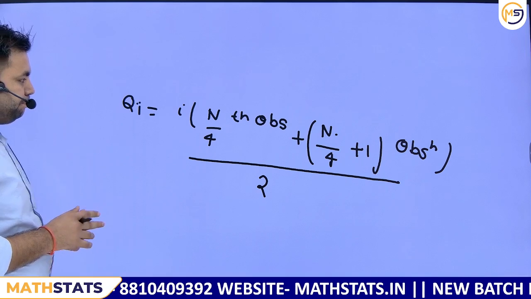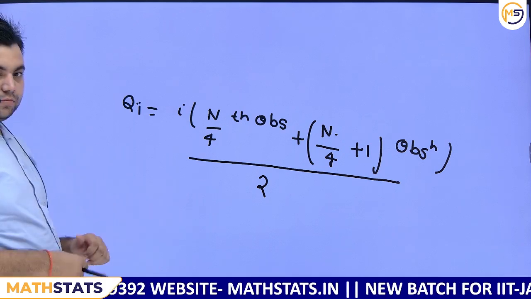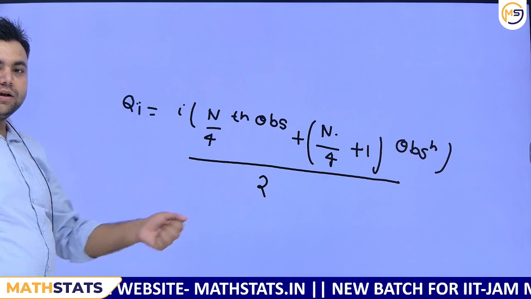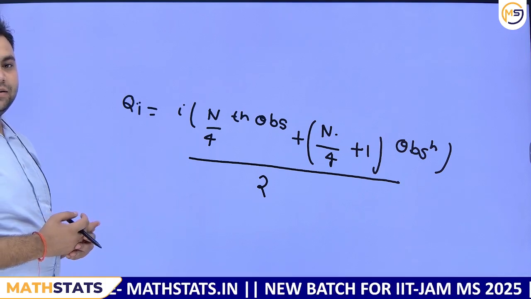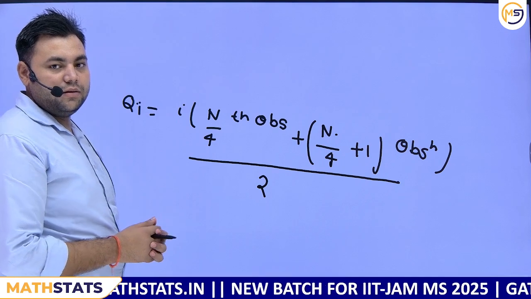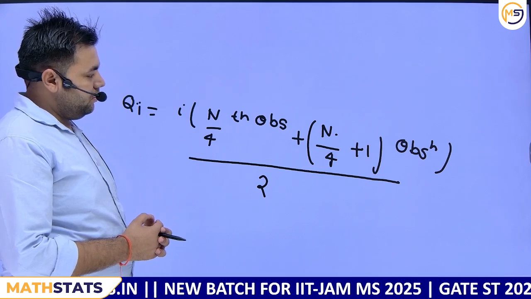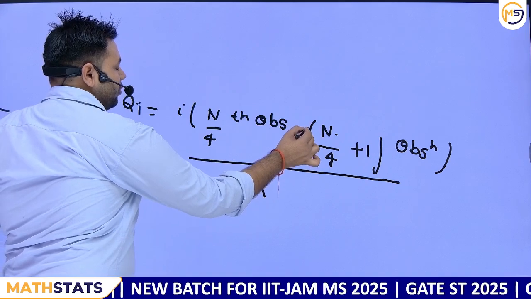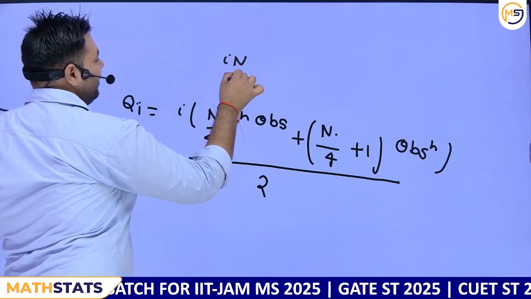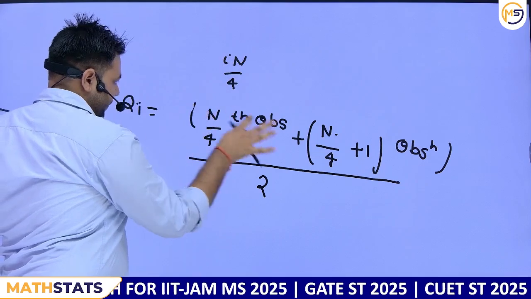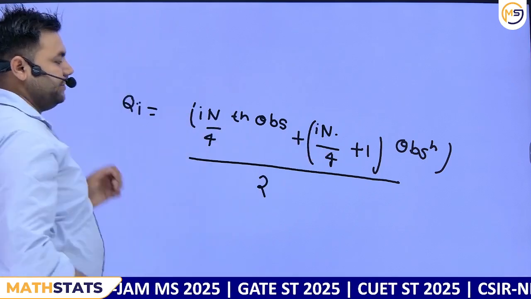So I should be for both the numerator. Numerator is 2 or 4, or not any number. Denominator is 2. In the numerator, I should be inside the bracket, I into n by 4, and here also I into n by 4 plus 1. You want to say this I n by 4, this I n by 4, right? Yes.